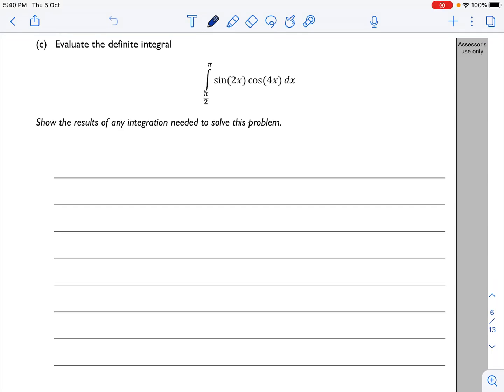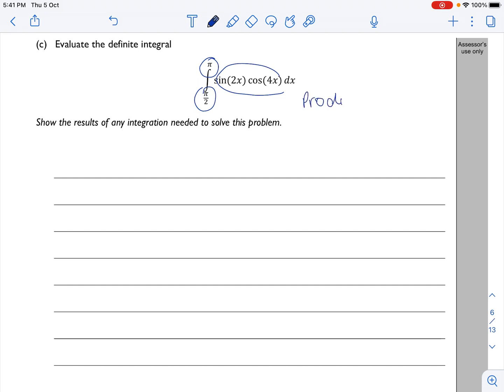So this is question 2c. We're trying to integrate that and find the definite integral between pi and pi over 2. Okay, problem, because we just got sine times cos, which we can't integrate. If it was sine plus cos, we'd be okay. So we'll look in the formula sheet until we can find something.